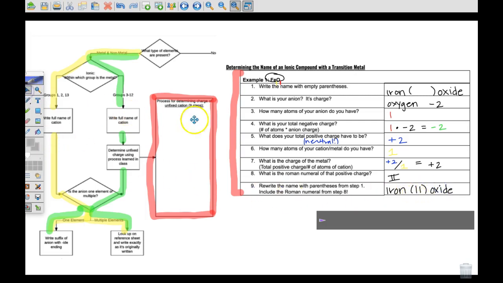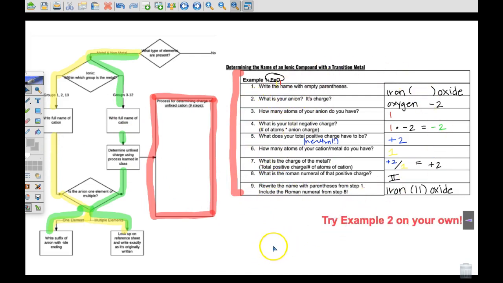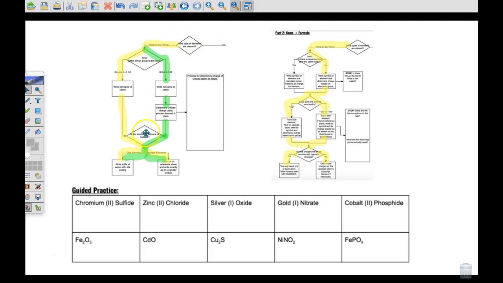Now what I recommend doing is pausing and rewinding the video and watching these 9 steps again before you attempt example 2 on your own. At the bottom of the second page, you're going to see some guided practice. We are going to do the first 2 of each together, but the last 3 of each you should try on your own.